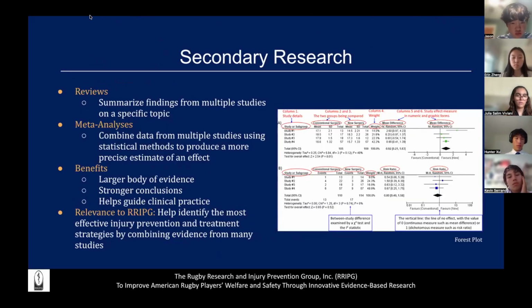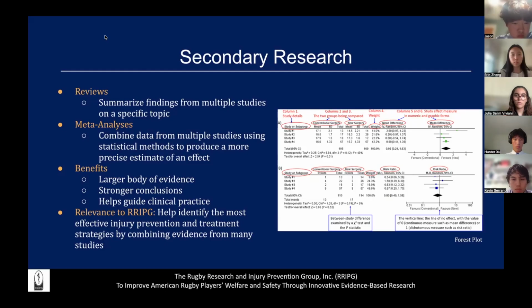And then the secondary type of research under medical research involves mostly reviews and meta-analyses. So reviews are basically summarizing findings from multiple studies on a specific topic, and then meta-analyses combine data from multiple studies using statistical methods to produce a more precise estimate of an effect. So the benefits of secondary research are that there's a larger body of evidence, and you can make stronger conclusions from this, and it can help you guide clinical practice.